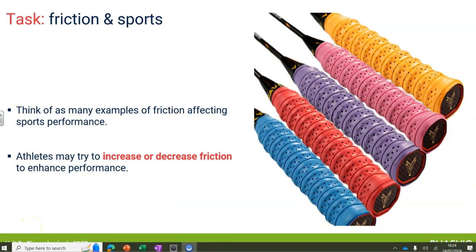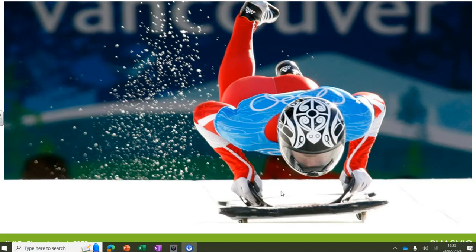Now, in your assessment, obviously, you need to use a variety of different examples of where we try to optimize friction. In some cases, we try to increase it, and in some cases, we try to decrease it. Even on many of the rackets or bats that we play sport with, we have a grip literally to optimize or, in most cases, increase friction. So let's look at a few other examples.